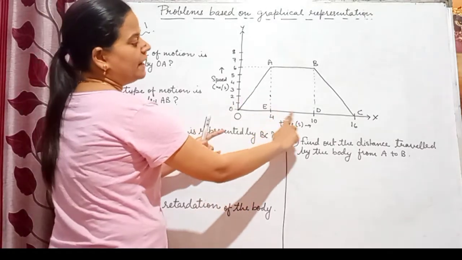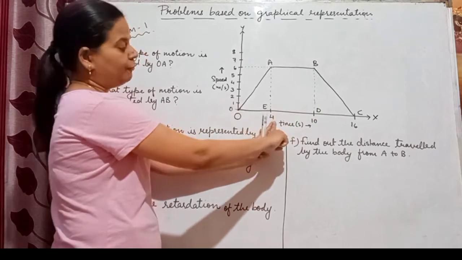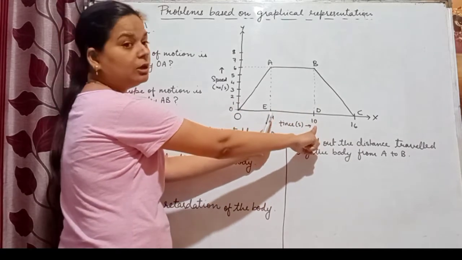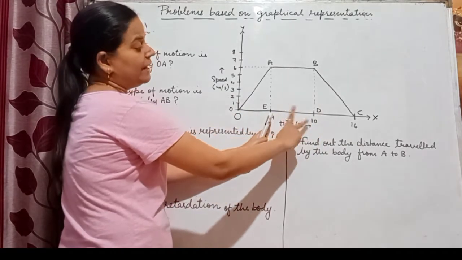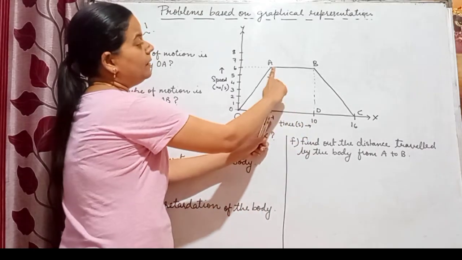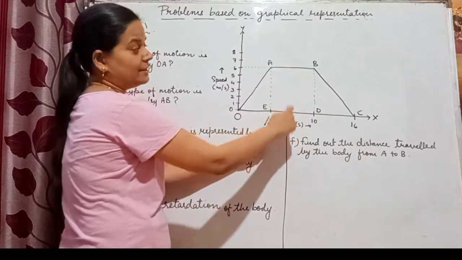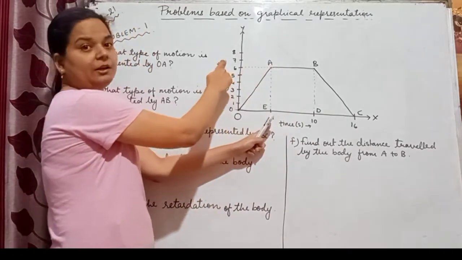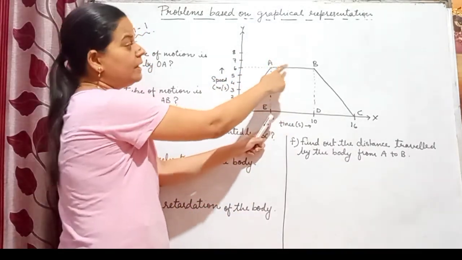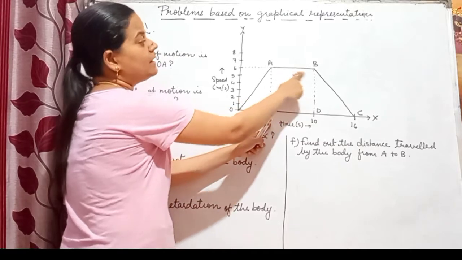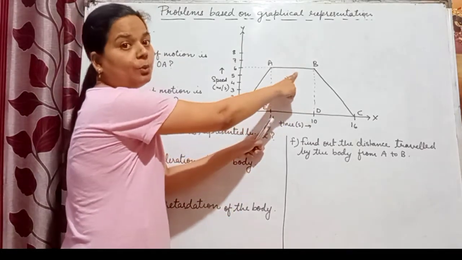Then for the next 6 seconds, that means from the 4th second to the 10th second, you can see that the graph is parallel to the x-axis. That means speed is not changing, right? Speed is not changing. That means here the acceleration is 0.